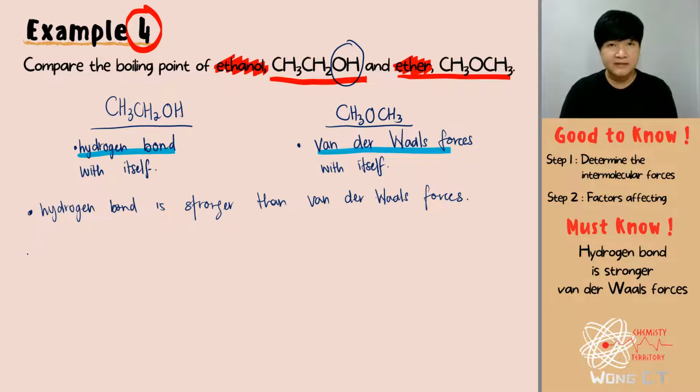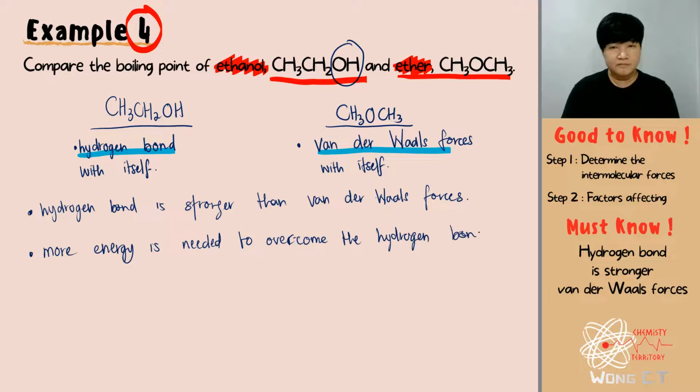And whenever we say the hydrogen bond is stronger than van der Waals forces, before you say that your ethanol has a higher boiling point, why higher boiling point? Always because you need more energy to overcome the strong hydrogen bonds. Make sure you have all the explanation nicely written down. Whenever more energy is needed in a particular compound, that compound will definitely have a higher boiling point. So in this case, your ethanol CH3CH2OH will have a higher boiling point than your ether.